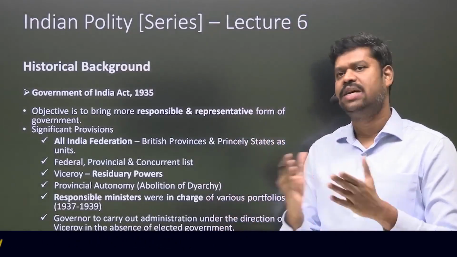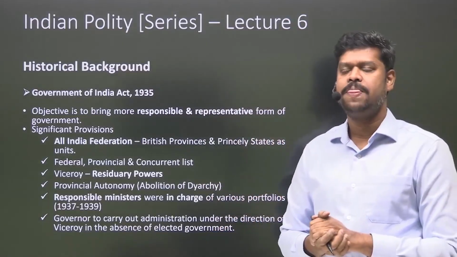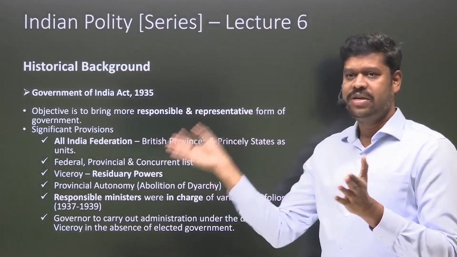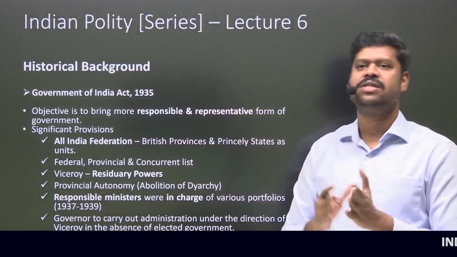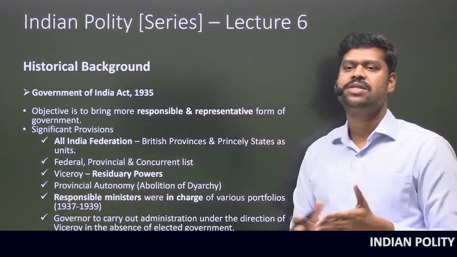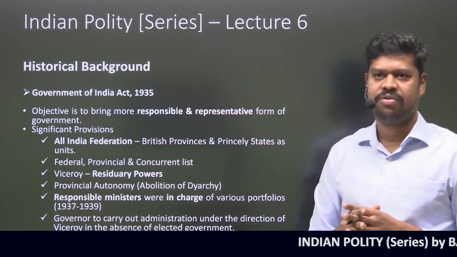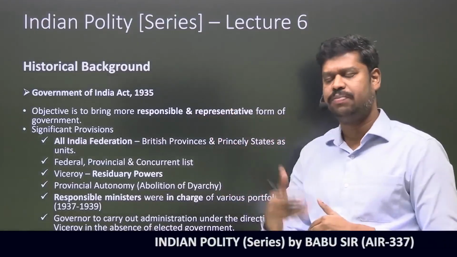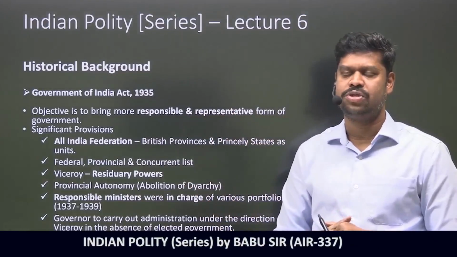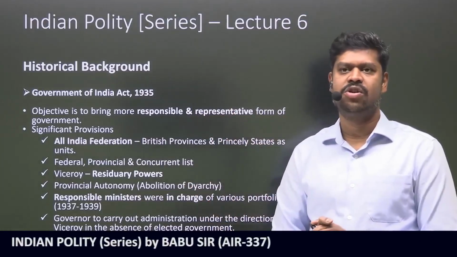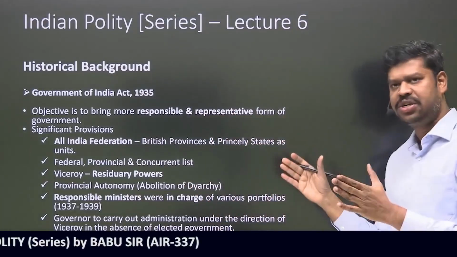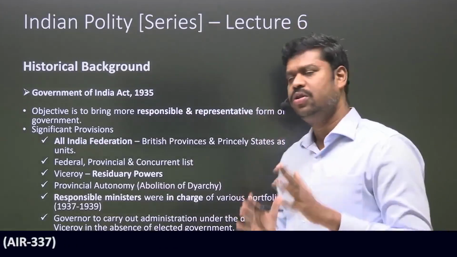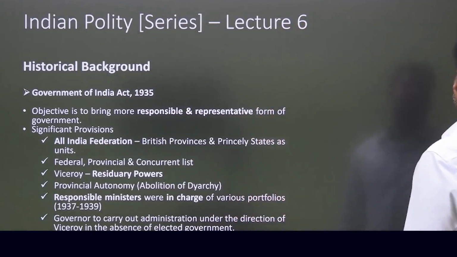And why did it never come into existence in reality? Because as a part of the All India Federation, not just the provinces, the princely states would also be there. But the princely states were not willing to join this federation. As per this act, at least 50% of the princely states at that point of time had to approve this. But the princely states did not approve this, and hence this federation actually did not come into existence, but the act has provided for it. So this is a basic point that you'll have to keep in your mind.